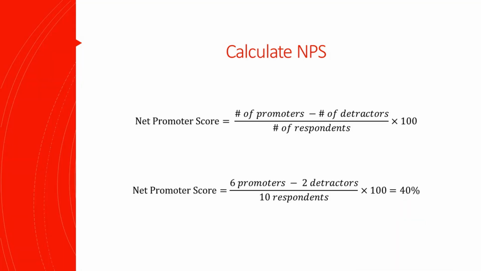Here is the formula. Continuing with our example, we have a total of 6 promoters and 2 detractors, giving us 4 in the numerator. 4 divided by 10 respondents gives us 0.4. Multiplied by 100, we get 40%.